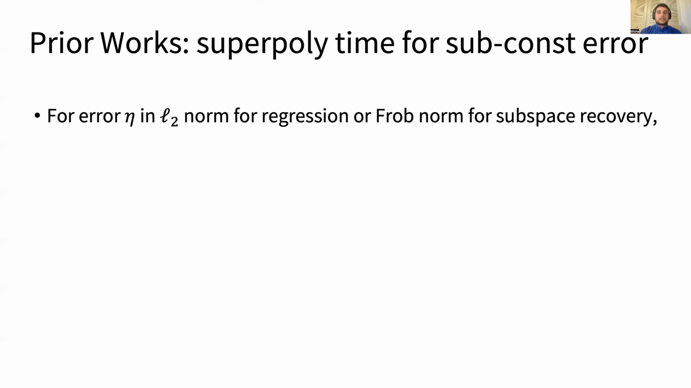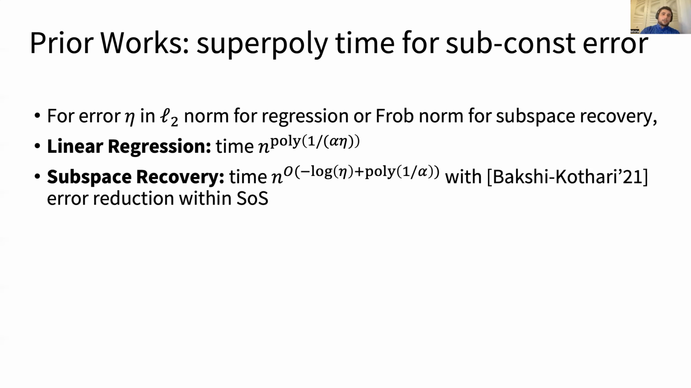One also thing to note is that in prior works, super polynomial time is required to get subconstant error. So what does this mean? In other words, to get some error eta in either L2 norm for linear regression or for BDS norm for subspace recovery, it requires time which has some exponential component in eta. So for linear regression in particular, this is poly 1 over eta, and in subspace recovery, it's log 1 over eta in the exponent using Bakshi and Kothari's error reduction technique within SOS.